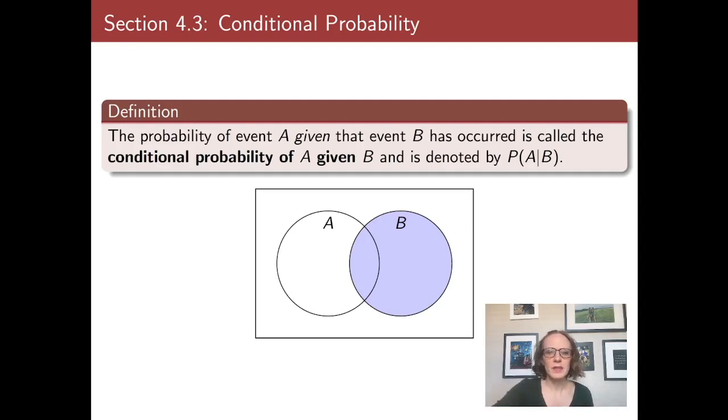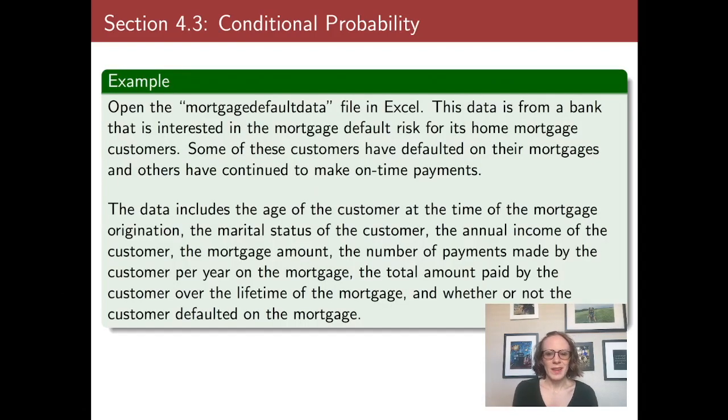So the probability of an event A, given that event B has occurred, is called the conditional probability of A given B. And we denote this by probability of A and then with a bar and a B after it. That means that we know that B has happened, and we want the probability, given that information, that A will occur. So let's look at an example of where this might be helpful.